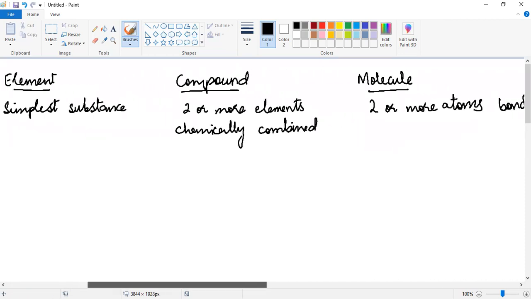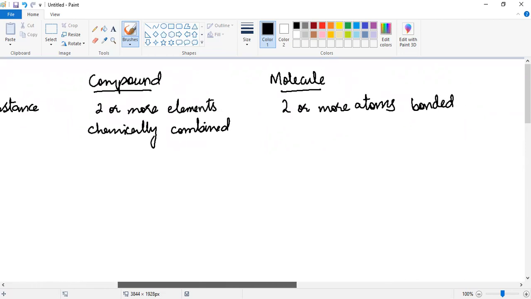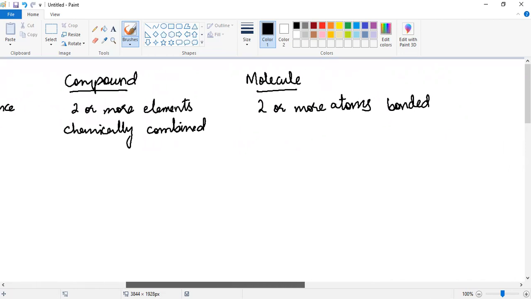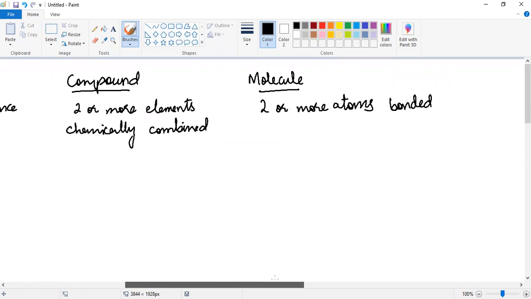And in case of the molecules, there are again different types of molecules. There are the diatomic molecules, which contain two atoms, the polyatomic molecules that contain more than two atoms, and then there are the heteroatomic molecules and the homoatomic molecules. Heteroatomic are those that contain different types of atoms, whereas homoatomic molecules are those that contain the same type of atoms.